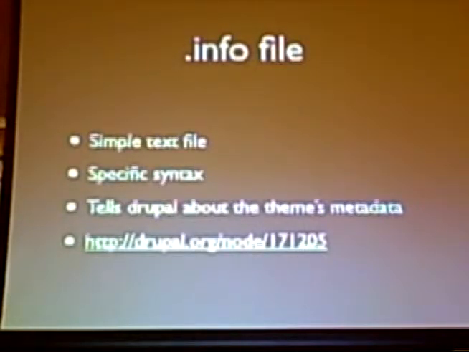So the .info file, and the name of that is just whatever the namespace is, .info. It's a simple little text file, but it's very powerful. It has very specific syntax, and it tells Drupal about the theme's metadata in a nutshell. It's like an ini file if you're a programmer, just a simple little list of metadata. This URL right here is very useful, and it's going to tell you everything you need to know. And every time I create an info file, I go back to it because the syntax is a little weird.